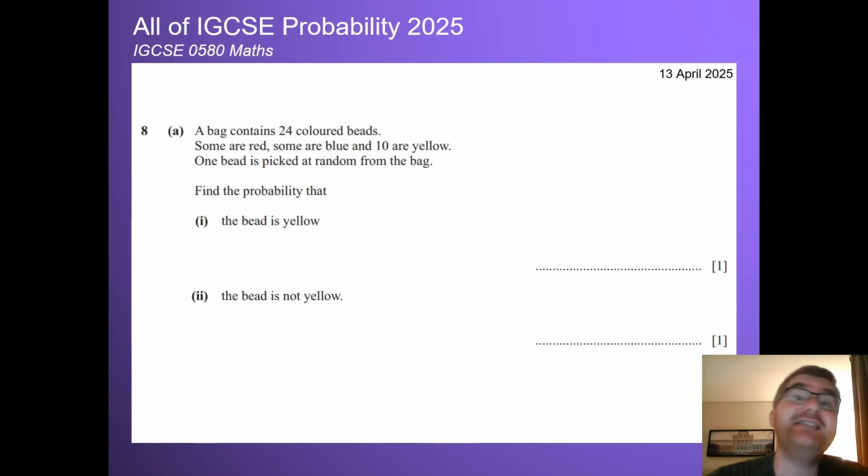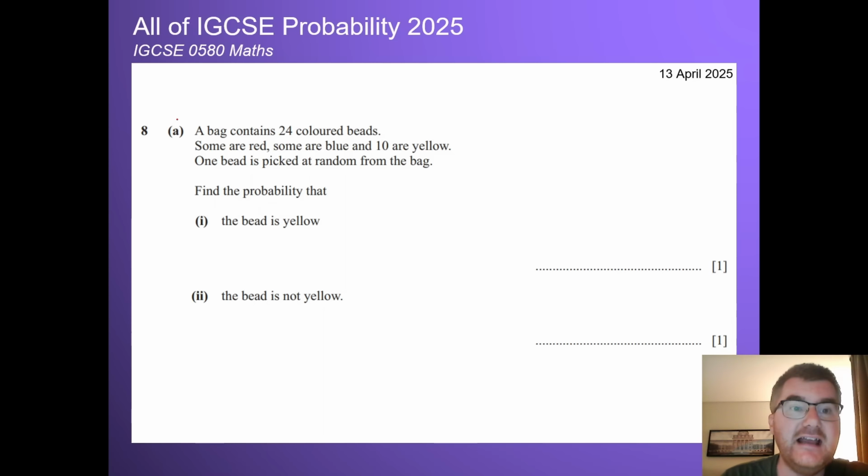Today I'm doing an updated iGCSE all of probability for 2025. That means I will generally be using non-calculator methods unless it's clear it's a paper 4 question, in which case I will refer to my trusty calculator. Right, let's get started here.